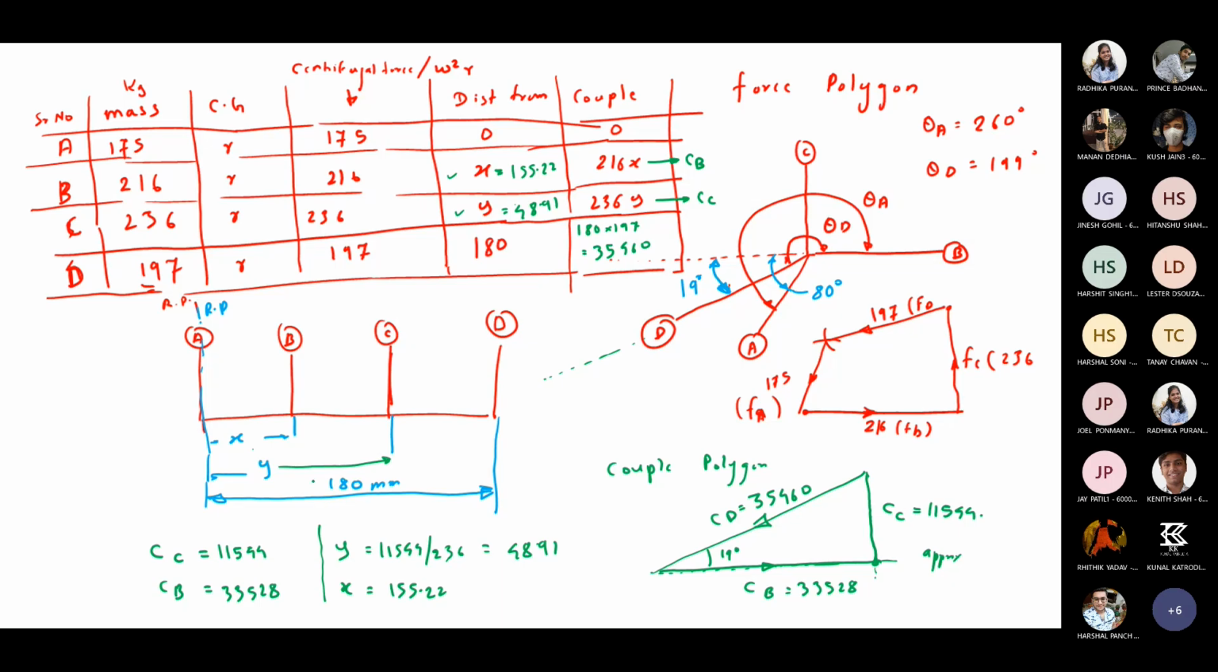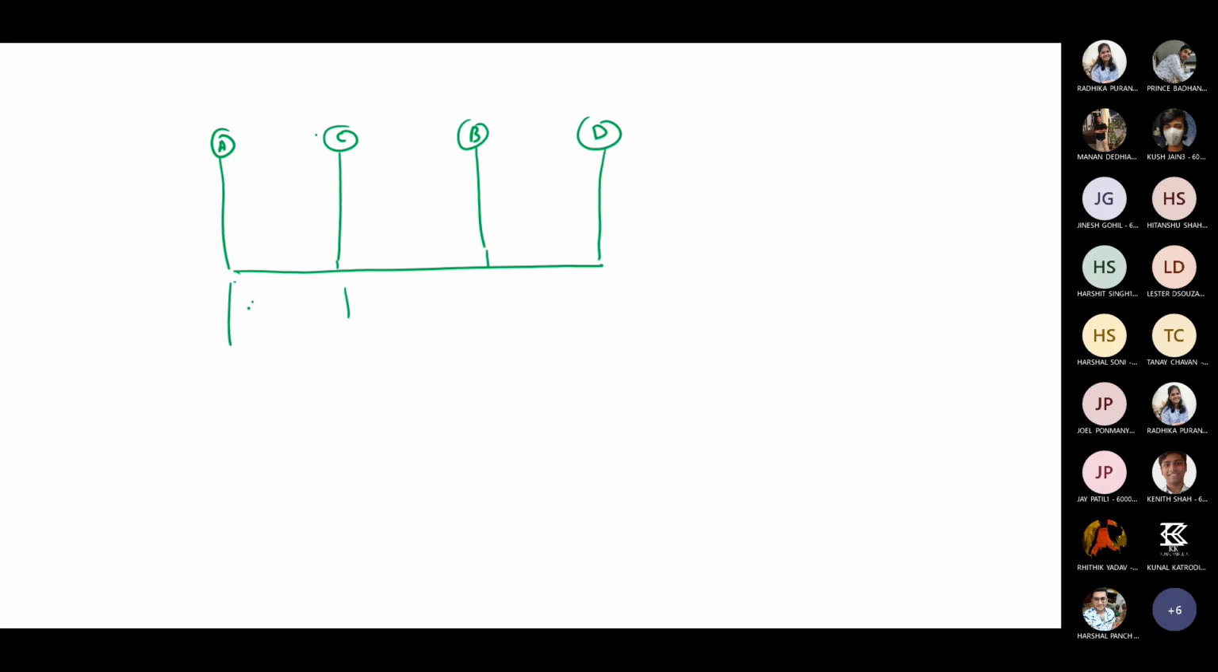The positions of B and C are interchanged. Okay. So the correct sequence will be A, then C, then B, and D. All right. So this is the correct sequence. And BAC is how much? 48 approximately, and this is 155 approximately, and this is 180. Am I correct? Yes, sir.